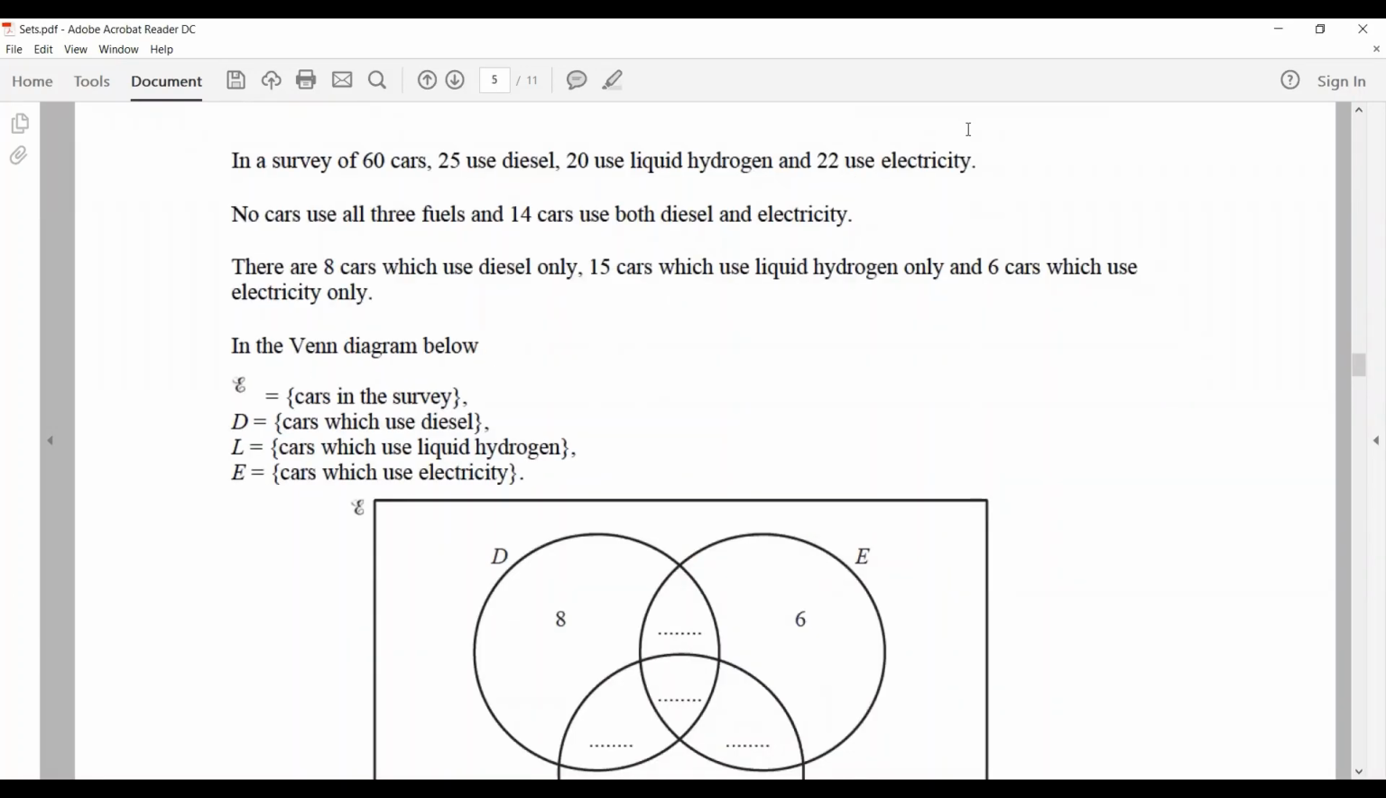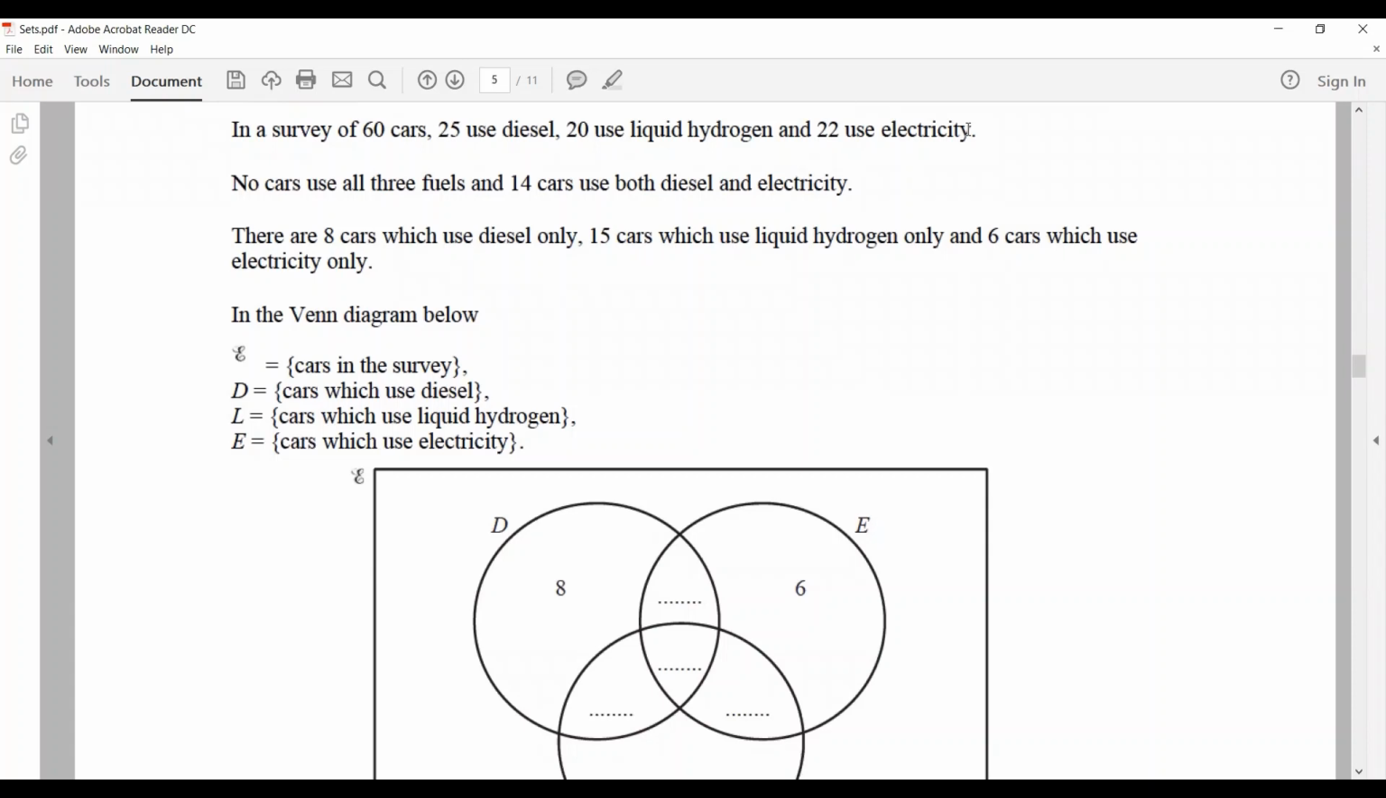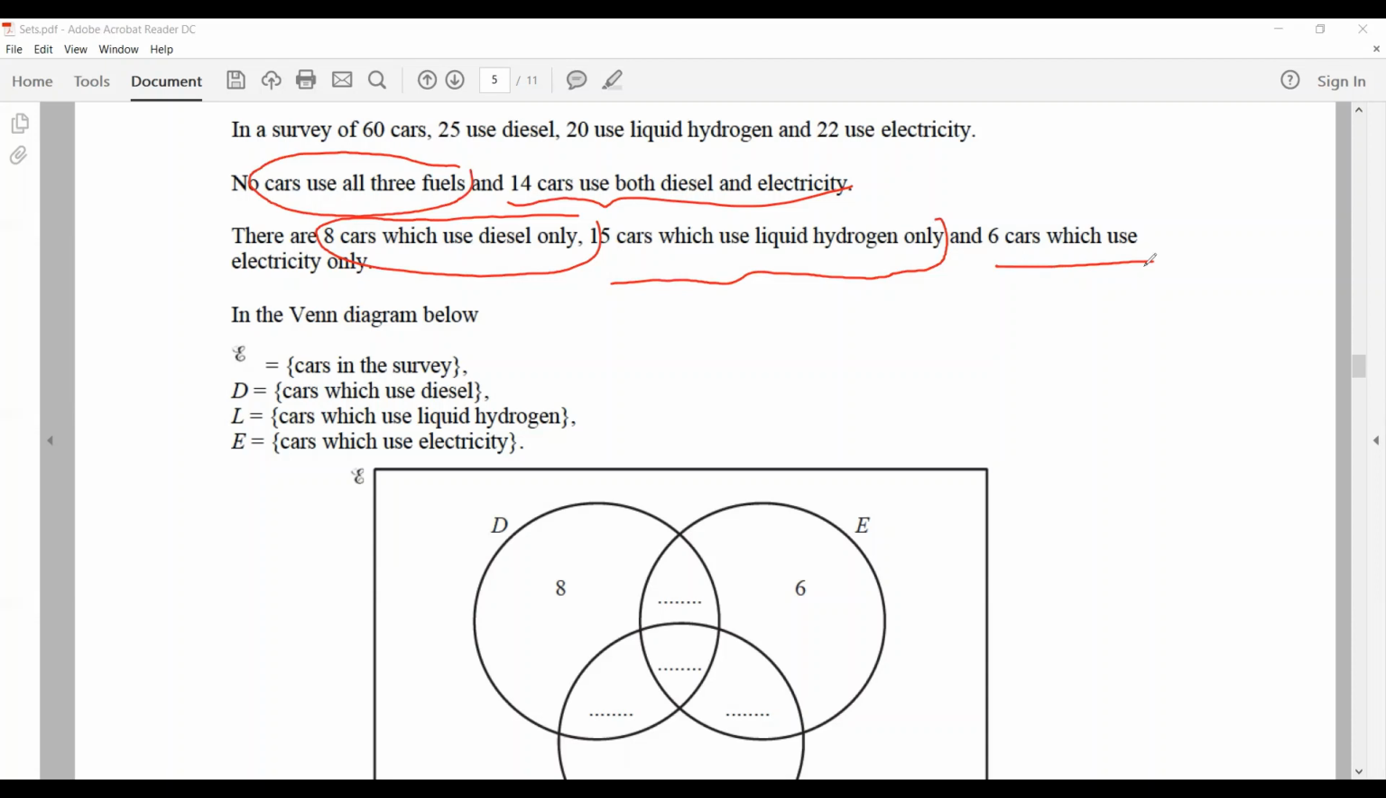In a survey of 60 cars, 25 use diesel, 20 use liquid hydrogen, 22 use electricity. No cars use all three fuels. So this is a very important statement. And 14 cars use both diesel and electricity. There are 8 cars which use diesel only. This is also important. 15 use liquid hydrogen only. 16. Okay, let's go one by one.